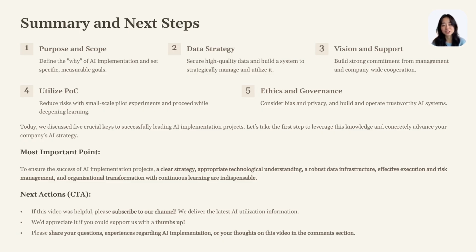Second, data strategy. Secure high-quality data and build a system to strategically manage and utilize it. Third, vision and support. Build a strong commitment from management and a company-wide cooperative system. Fourth, utilizing POC. Reduce risks through small-scale proof-of-concept experiments and deepen your learning as you proceed. And fifth, ethics and control. Build and operate a trusted AI system that takes bias and privacy into consideration. Steadily implementing each of these points will be a sure path to successful AI implementation.